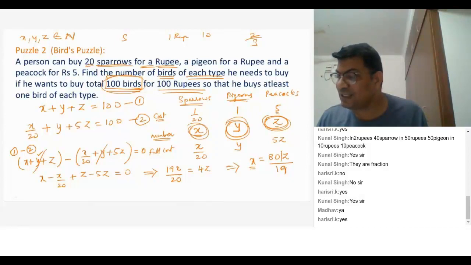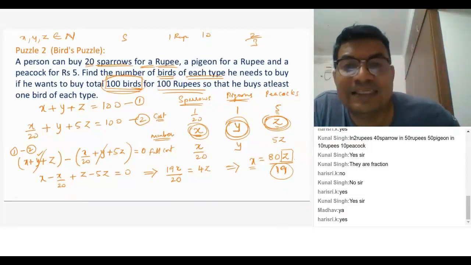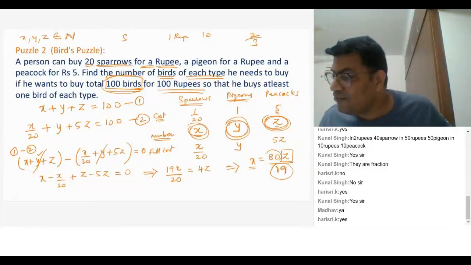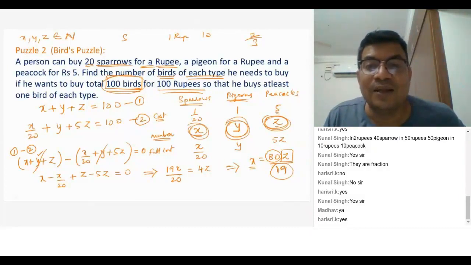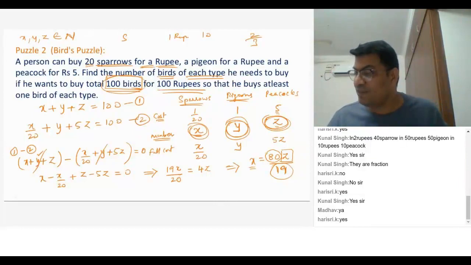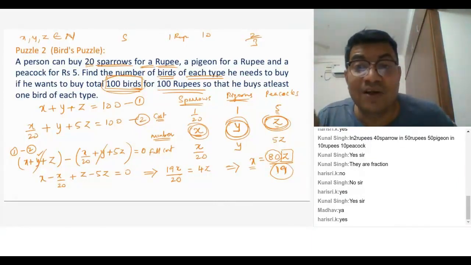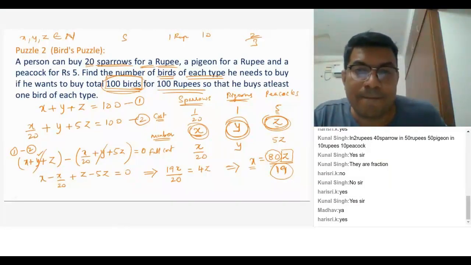That means z should be in such a way that it should be divisible by 19. Tell me a number z that is divisible by 19, because 19 is a prime factor and in 80 you don't have 19 as a factor. What is the value of z for which x will become a natural number? For x to be a natural number, your z should be divisible by 19. Tell me a value of z for which it will be divisible by 19. Tell me a number.